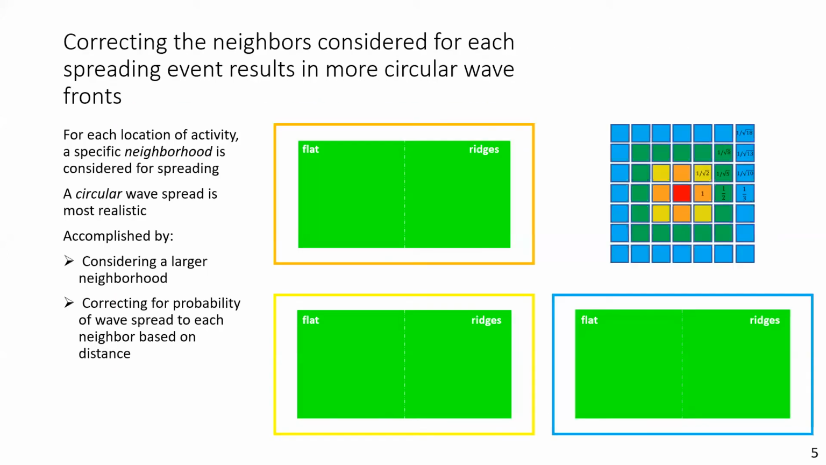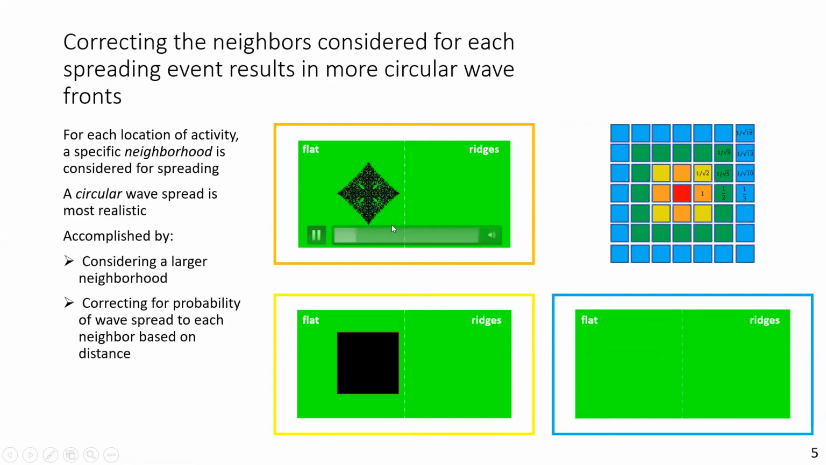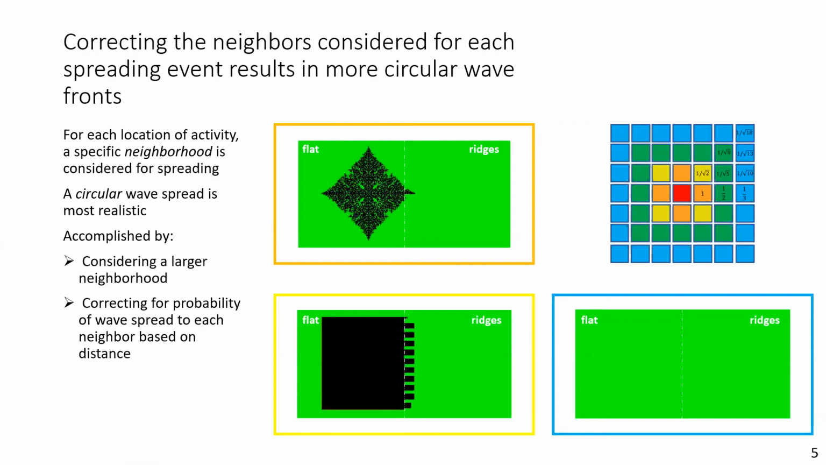One thing that I've been doing to make my model more realistic to the spreading that we see in living cells is correcting the way that my activity is allowed to spread. So in my original model, I was allowed to either spread to the direct neighbors or to the direct neighbors and the corners equally. And these gave me very diamond-like or square-like spreading in the most extreme cases.